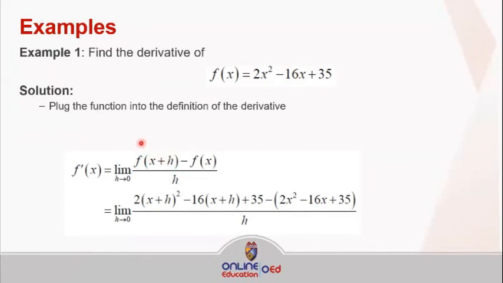Yung first natin, ito, f of x plus h, gagamitin natin siya for this problem. So, we have yung 2 times the x plus h, open and close parenthesis, squared minus yung 16 natin, multiplied by the x plus h, plus yung 35. And yung i-minus natin sa f of x. Yung f of x natin is 2x squared minus 16x plus 35. And yung denominator natin ng h. And same lang din dun sa problem natin kanina. So, isi-simplify natin itong problem na to para makuha natin yung exact value ng first derivative natin.